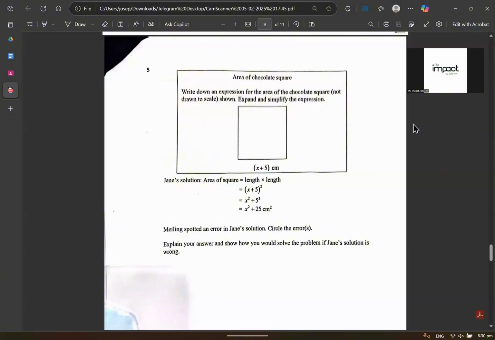Write down the expression, area of a square. Write down the expression for the area of the chocolate square, not drawn to scale. Shown. Expand and simplify the expression. And this is a square, right? All sides are equal, very good. So you want to quickly jump into writing down this first. You get where I'm coming from?